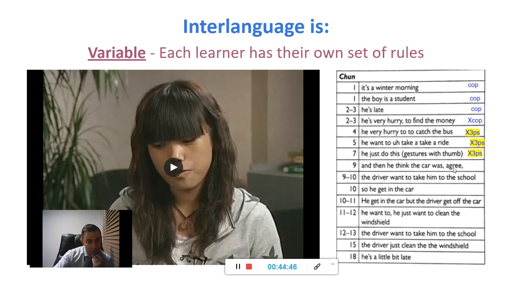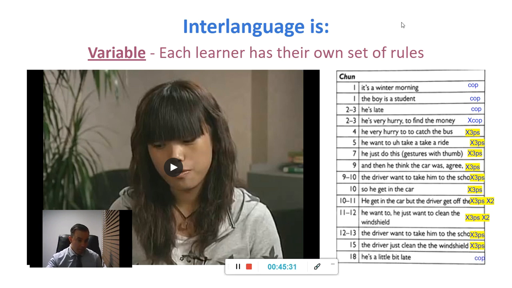He and then he think the car was agree. Think should be thinks. No third person singular. The driver want, you guessed it, 3PS. So he get in the car, 3PS, no good. He get in the car, but the driver get off the car. That's no 3PS twice. He want to, just want to clean the windshield. No third person singular. You sensing a pattern here? The driver want to take him to the school. The driver just clean the window. Again, no 3PS. He is a little bit late. Good copula.